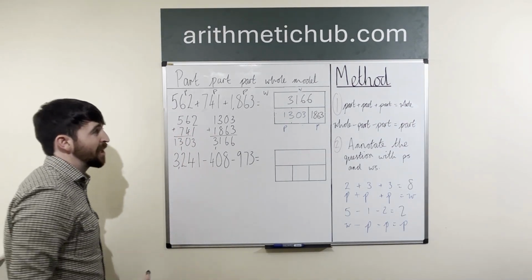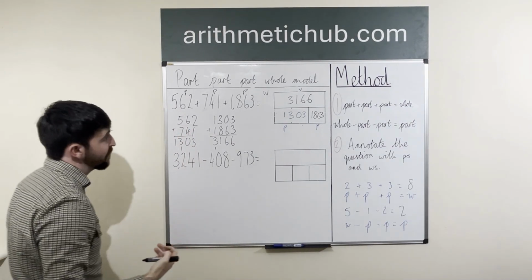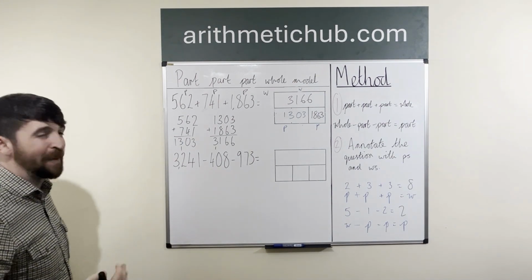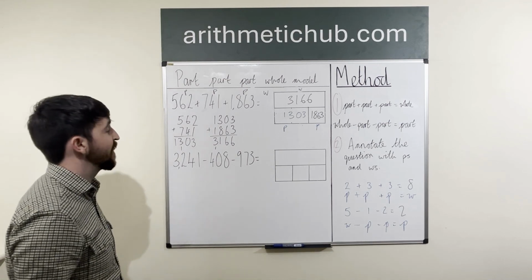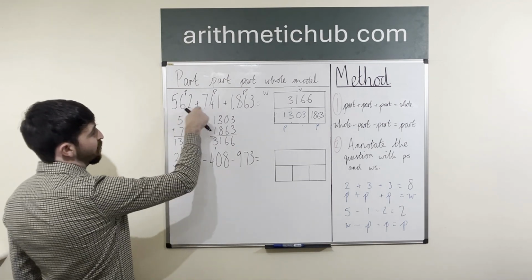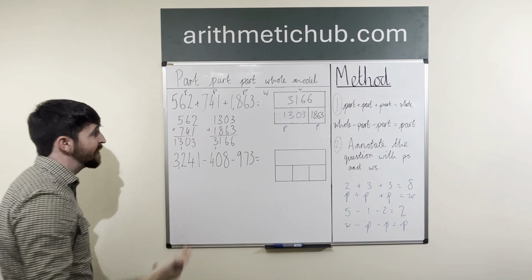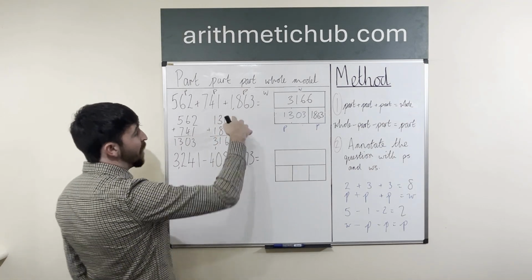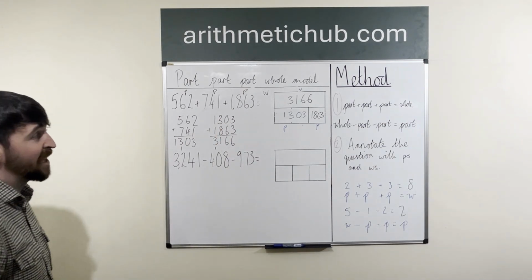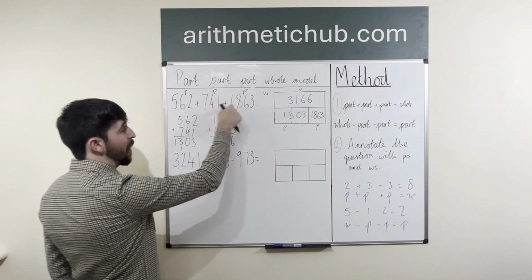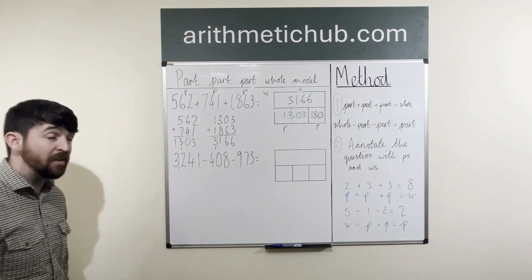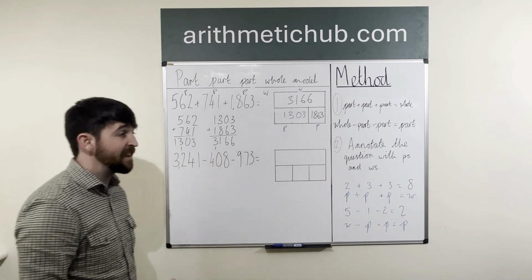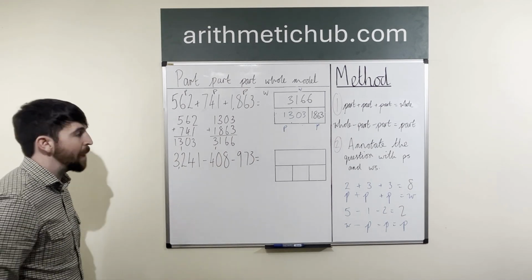And again, what you can do is check with the eye test, can't you? Does that make sense that it would be around 3,166 as the answer? Well, 500 add 700 is going to give us 1,200. And then 1,800 added to that is going to give us about 3,000. We know we've got a little bit more to add to each of them. So yeah, around 3,166 probably sounds about right.